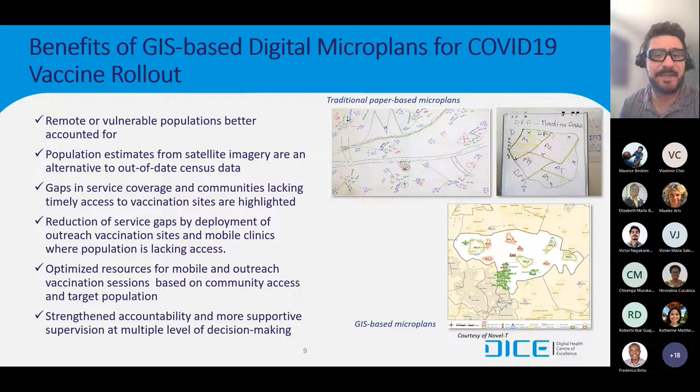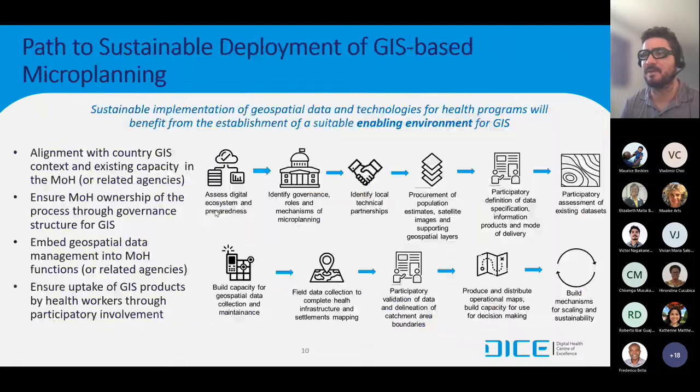Spatial analysis can reveal gaps in services and communities lacking timely access to vaccination sites, and these service gaps can be reduced by deploying outreach vaccination sites and mobile clinics in the specific areas where the population is lacking access. And finally, the availability of accurate GIS maps, we have seen, strengthens accountability of the microplanning process at multiple levels of the decision-making process by providing more evidence of what is happening at the frontline level of delivery.